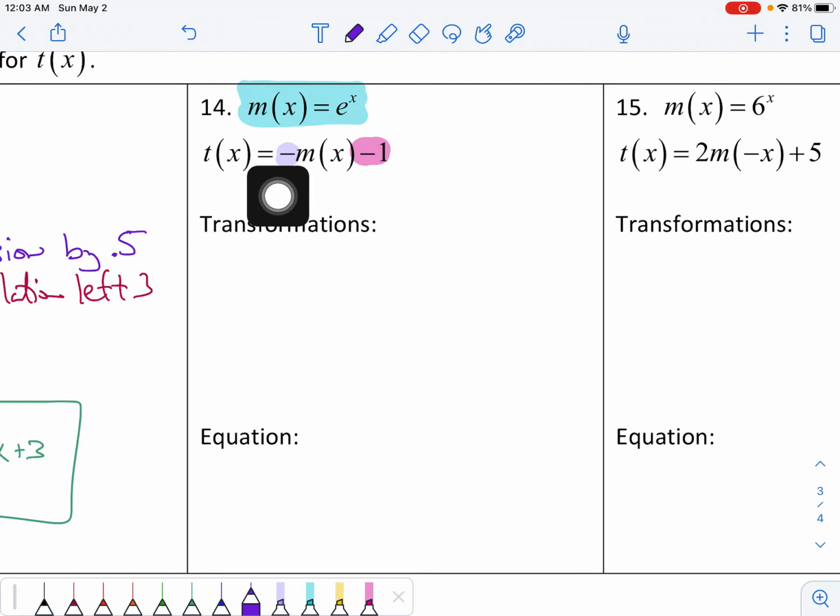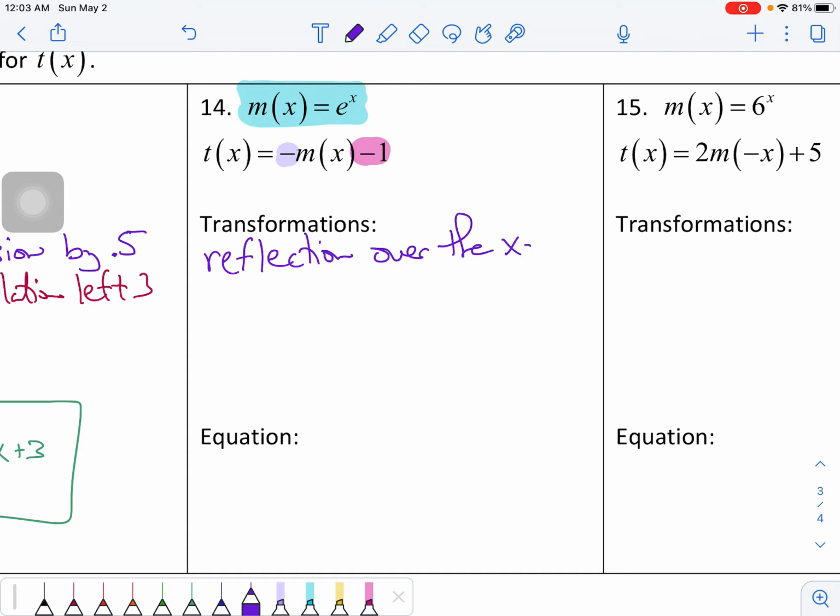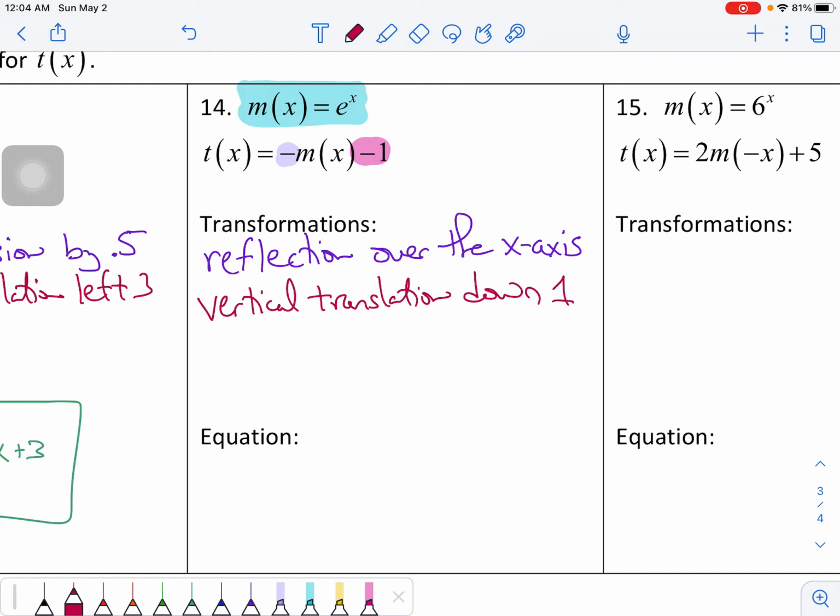All right, so first thing here, we've got this negative in front of m of x. That is going to be a reflection over the x-axis. All right, so that's the first thing. Second thing here, we've got this -1. It's outside of the argument, right? The parentheses close, then it says -1. So that's going to be a vertical translation, and that's going to be down 1 unit, or down 1.